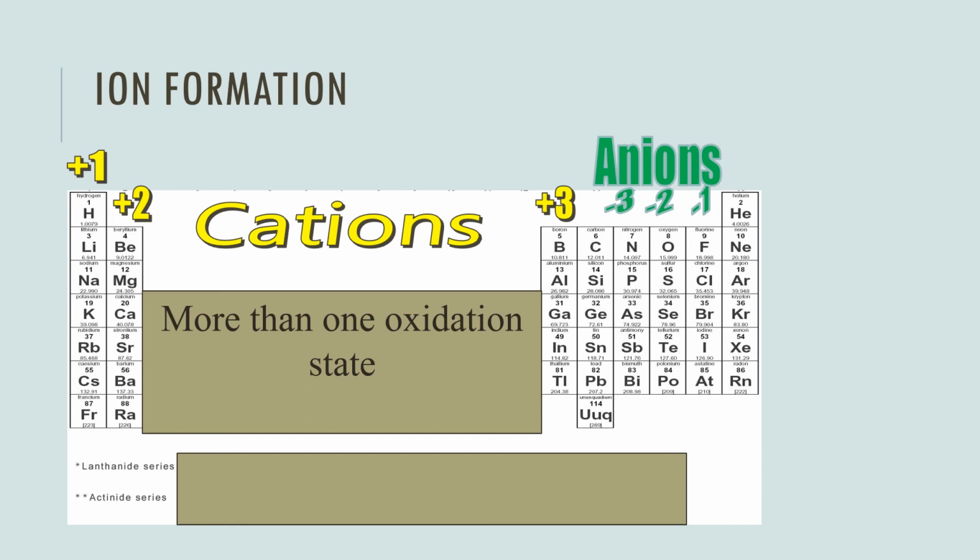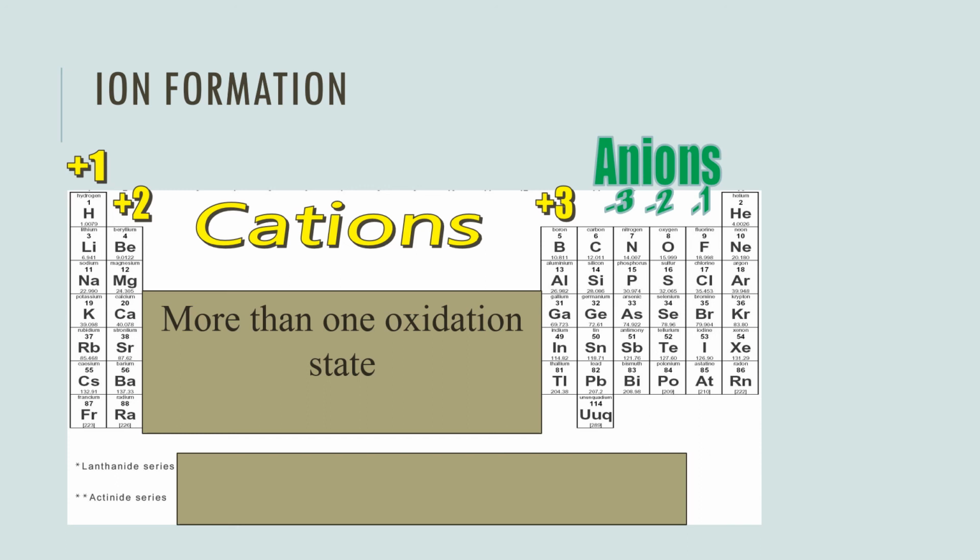At the very top of each group, you're going to write the following numbers. +1 for all of group 1. Because all of group 1 elements lose 1 valence electron, they will always have 1 less electron than proton. Because they have 1 less negative charge, they will end up with a +1 charge. On top of group 2, a +2. Skip the transition metals, remember they have more than 1 oxidation state, and then move over to the top of group 3, add a +3.